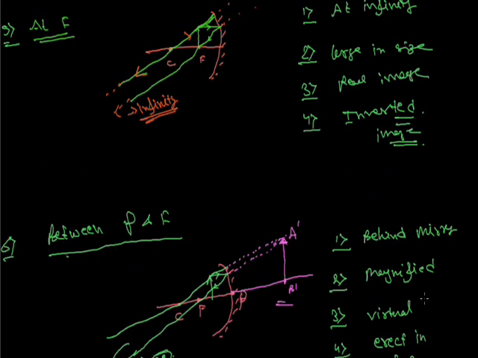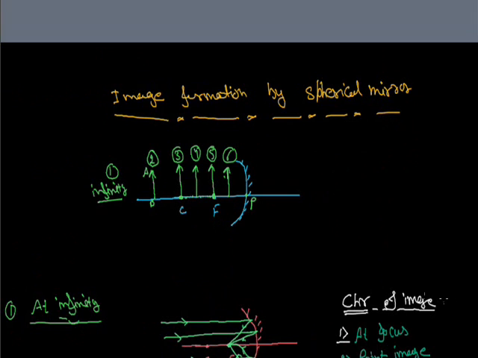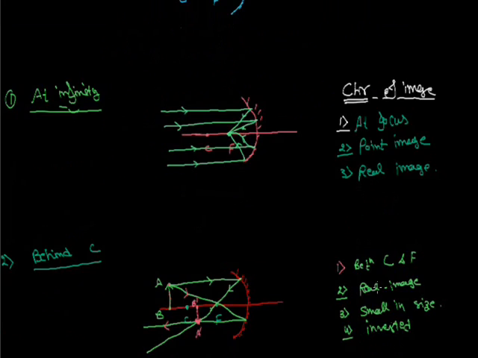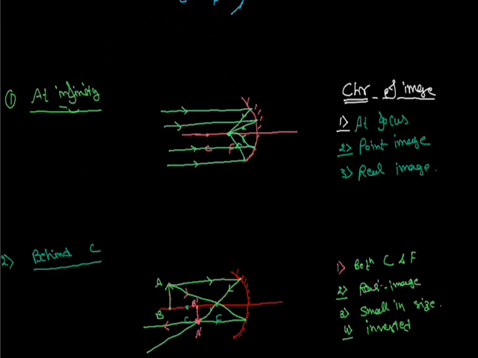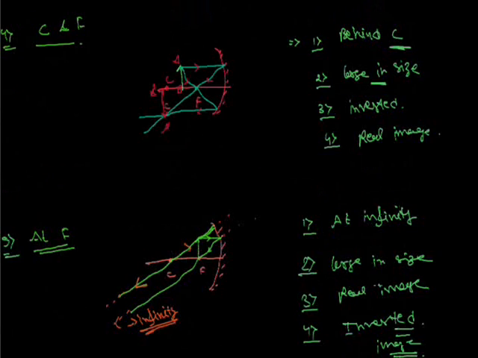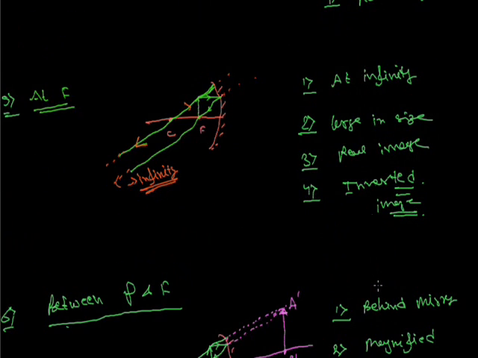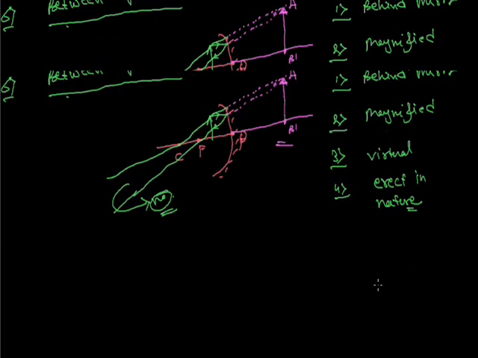In today's lecture we studied this. Firstly, we studied how the image is formed by the spherical mirror. Basically 6 locations have been defined for this. First one is at infinity, second one is behind C, third one is at C, fourth one is between C and F, fifth one is at focus, and sixth one is between P and F. So next we will study the mirror formula.